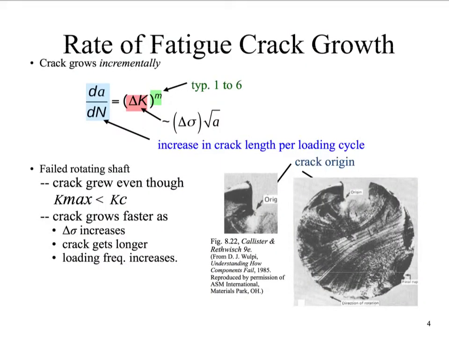Following this, a discussion on the rate of fatigue crack growth. The crack grows incrementally as shown below with the equation. We have dA over dN, which is the differential of the crack length per loading cycle. This can be applied to a rotating shaft. The crack grew even though Kmax is less than Kc, and the crack will grow faster as the stress increases. It'll also get longer and the frequency will increase. These pictures show the origin of fatigue, which is typical.